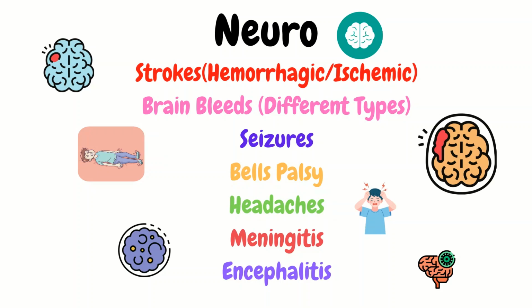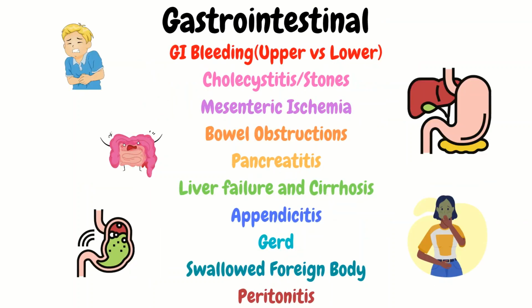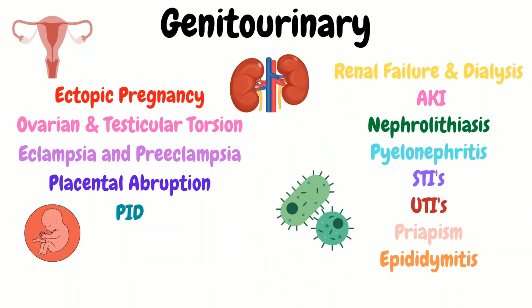Also get familiar with all the different types of brain bleeds, seizures, Bell's palsy, the different types of headaches, meningitis, and encephalitis. With GI, we have GI bleeds, cholecystitis, and gallstones, mesenteric ischemia, bowel obstructions, pancreatitis, liver failure and cirrhosis, appendicitis, GERD, swallowed foreign bodies, and peritonitis.